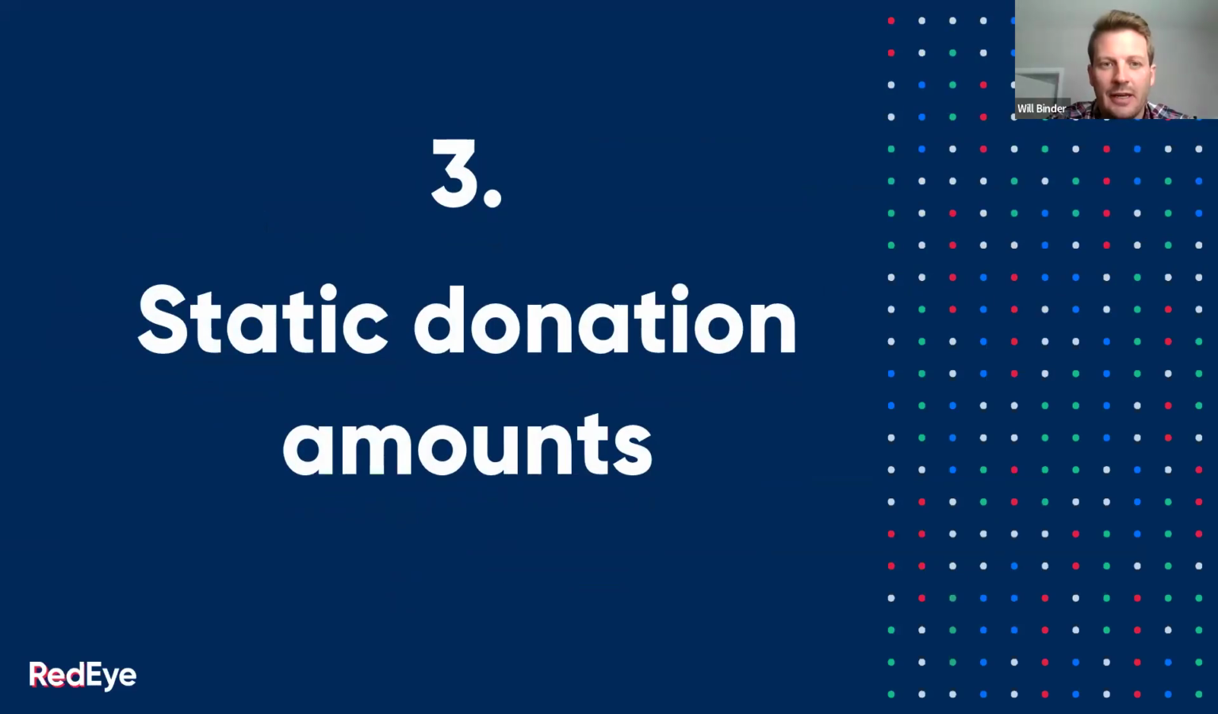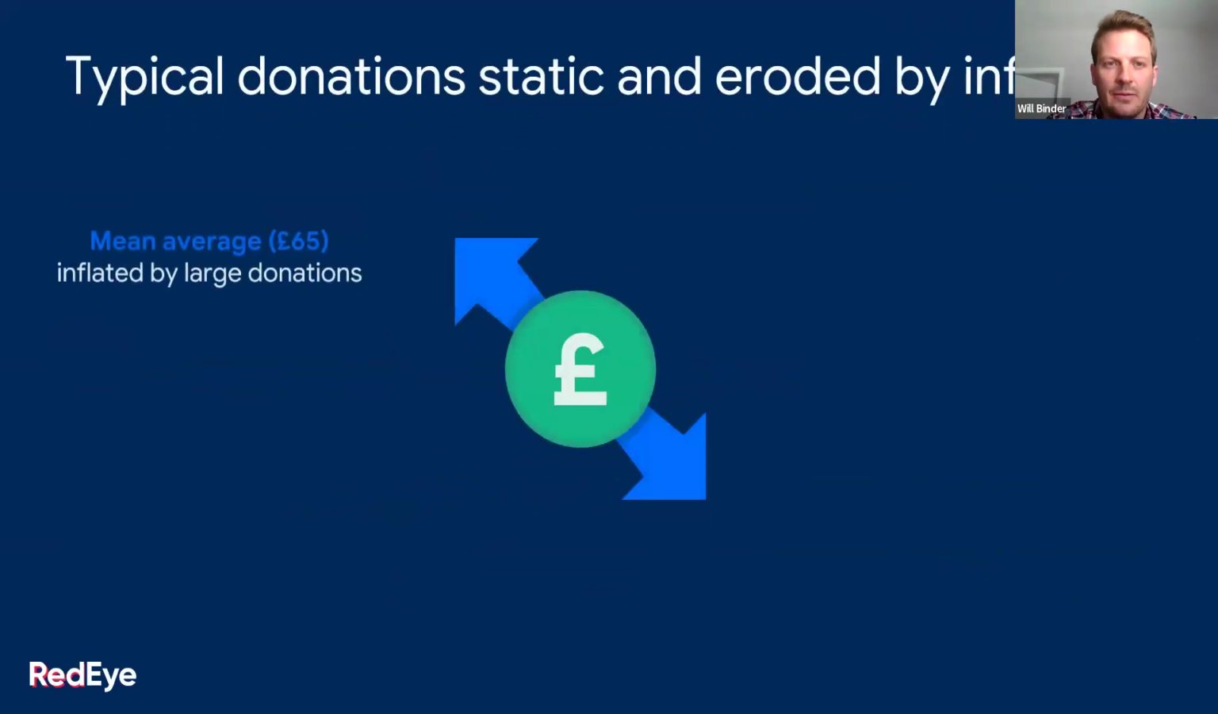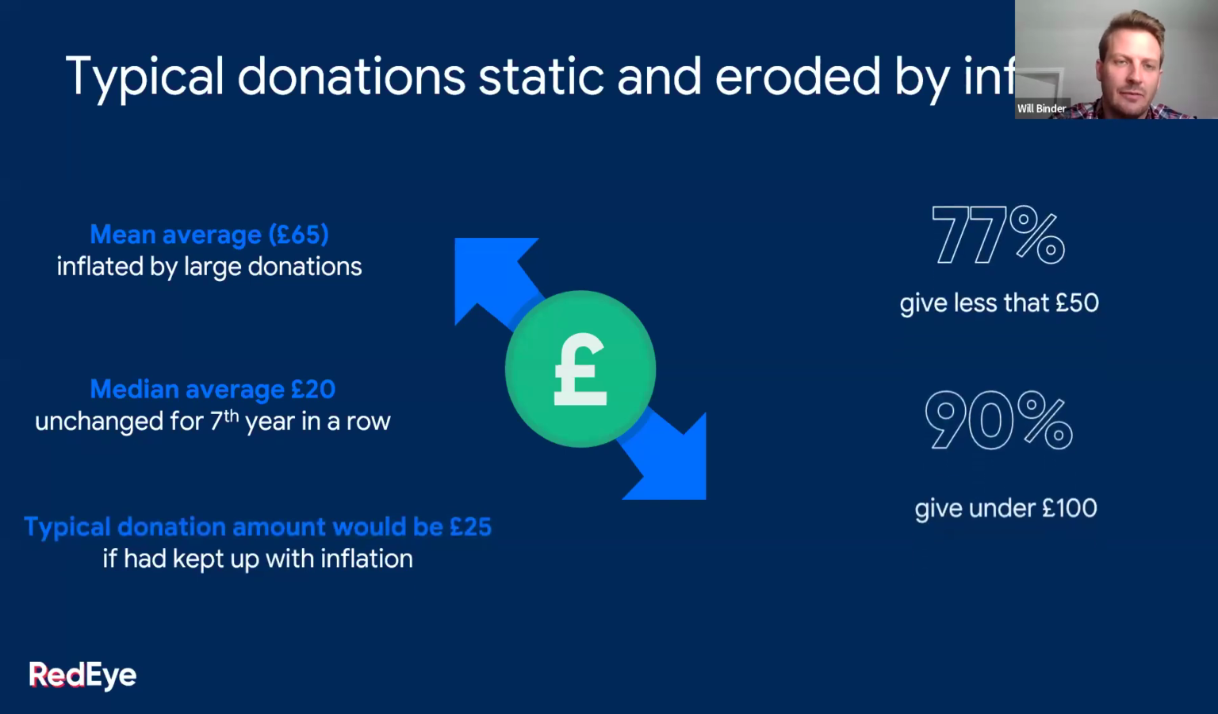Thanks, Rach. The next topic, we'll talk about the static donation amounts. Now, typical donations, as you'd imagine, like anything that you've purchased over the past few years, have been eroded by inflation. As we covered, the sector is facing that cost of living crisis, which has led to a reduction in donations, as well as inflation on top, which has devalued things further.